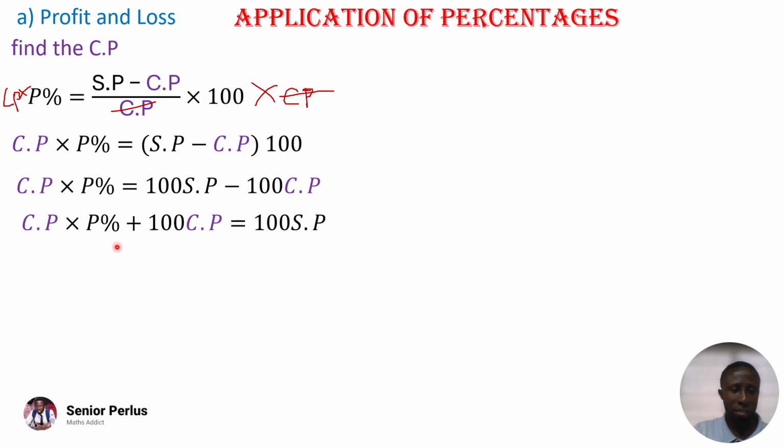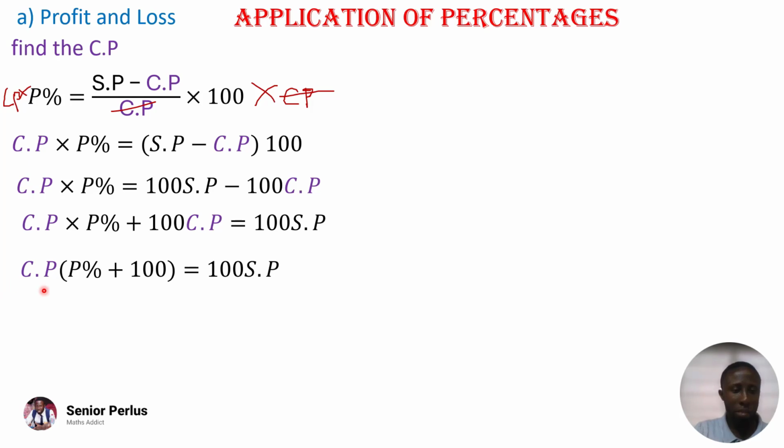So now we have this. I have CP here, CP here. So we use the idea of factorization. You factorize the CP out, then I'm left with what? P% plus 100. Okay, P% plus 100. So now things have become a little bit easier.